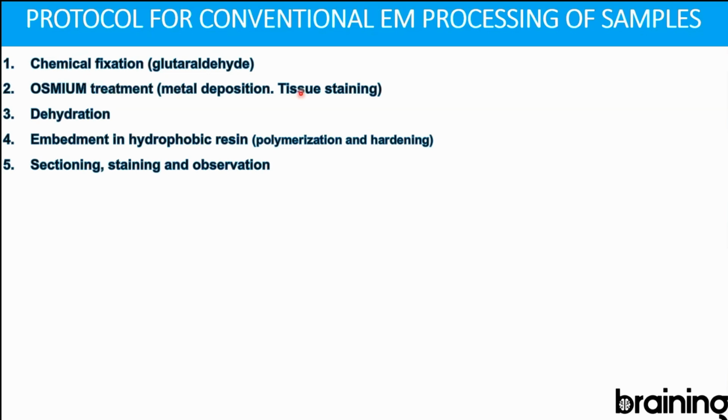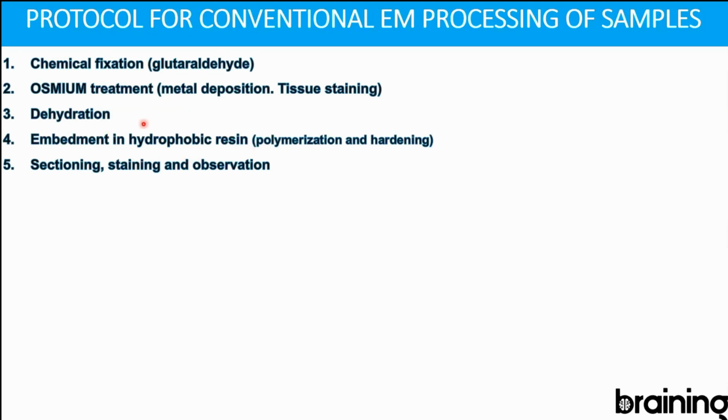So this is actually to fix and to stain the tissue. This osmium is going to be deposited in certain parts of the cells, which are going to be absorbing the electron beam. And then we're going to dehydrate the tissue, and we're going to embed it in hydrophobic resin. And this is very important: hydrophobic resin.